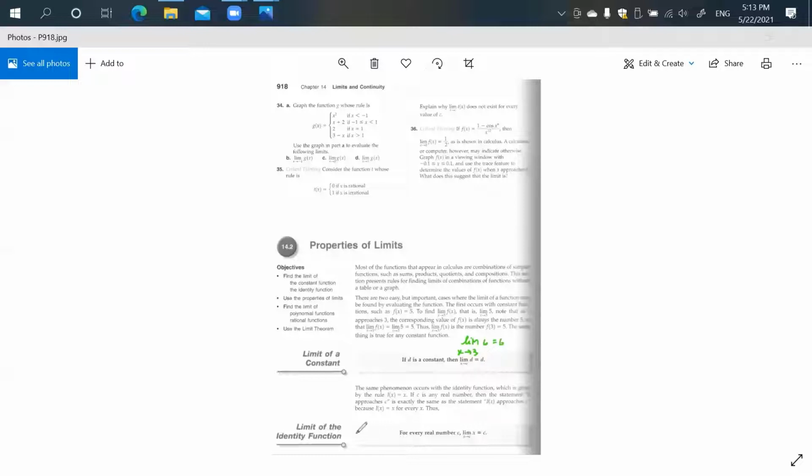Okay, and at the same time, the limit of the identity function: for every real number c, the limit of x when x approaches c equals c. For both of these definitions we can see the next page for the example. Okay, so you will understand more from this one. Now we go to the next one.